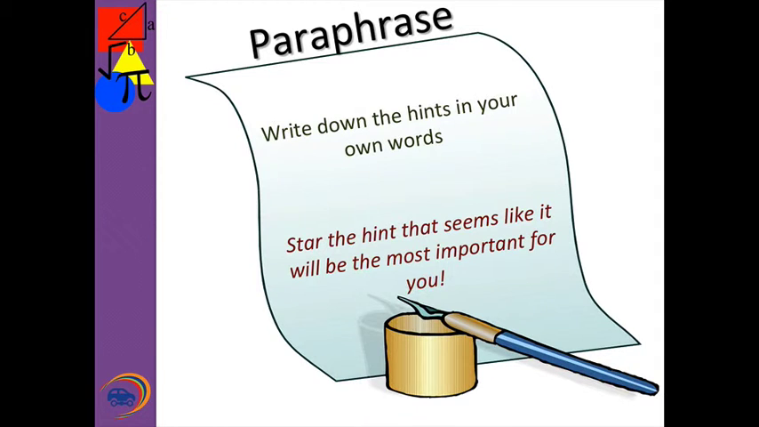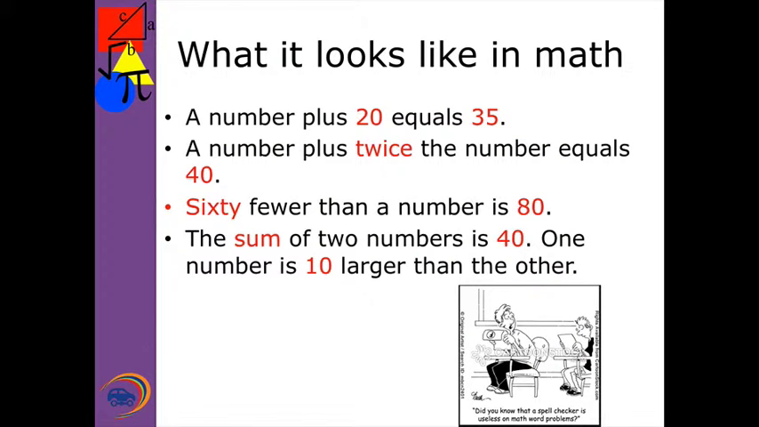Welcome back. Let's go on. All right, here's what it looks like in math. I've got some simple sentences. And it says a number plus 20 equals 35. A number plus twice the number equals 40. 60 fewer than a number is 80. The sum of 2 numbers is 40. One of the numbers is 10 larger than the other. So let's go to our slate and see about making equations for this.